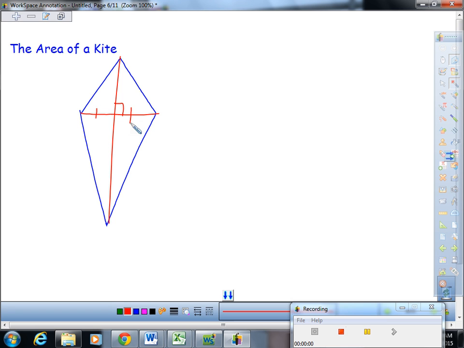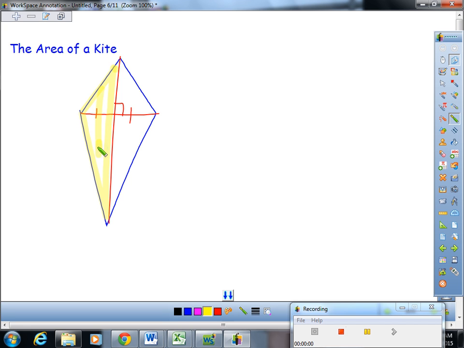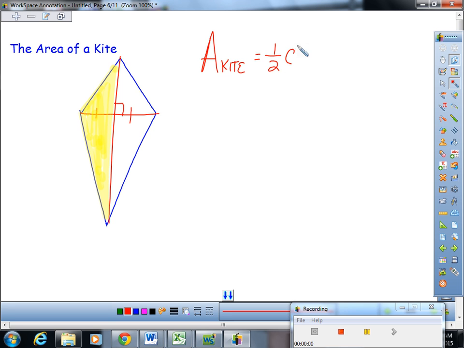Okay, so I'll save you some time here. We won't go through it all. Remember the story about the yellow triangle? Well, look, this is the exact same situation. So we'd really like to find the area of that yellow triangle and multiply it by 2, and what that ends up being is area of a kite is 1/2 D1 D2. So it is the exact same formula as a rhombus.